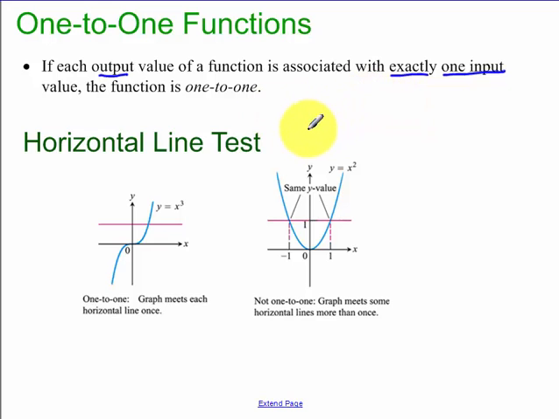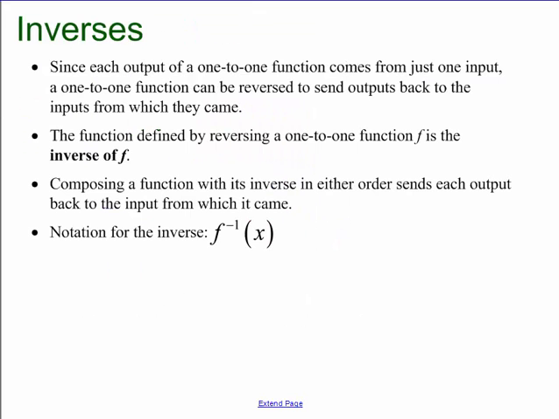Well, one way that we test that is the horizontal line test. This function y equals x cubed is 1-to-1 because it passes the horizontal line test. Your graph only intersects at one point. Versus y equals x squared, that does not pass our horizontal line test. And what this means is going to be on our next slide.